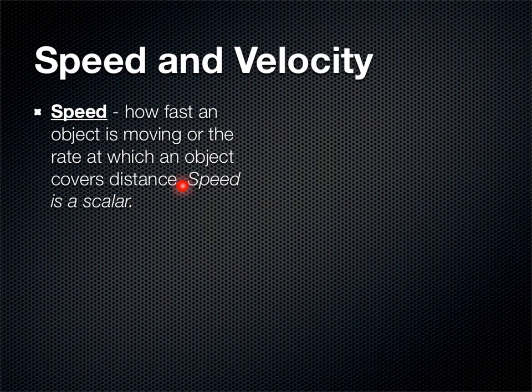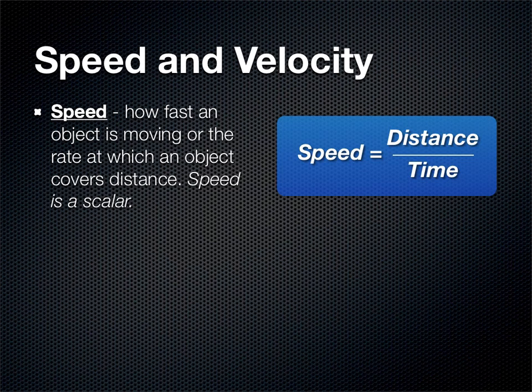Speed is a scalar, meaning just a number. It measures how fast an object is moving, or the rate at which an object covers distance. But it's just a number, so therefore it's a scalar. So like 35 miles an hour would be a speed.